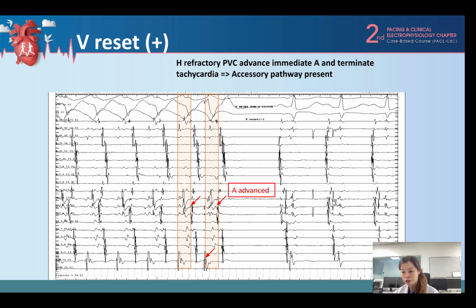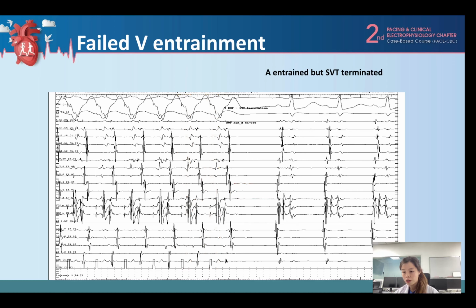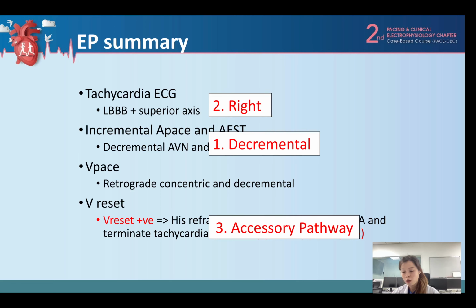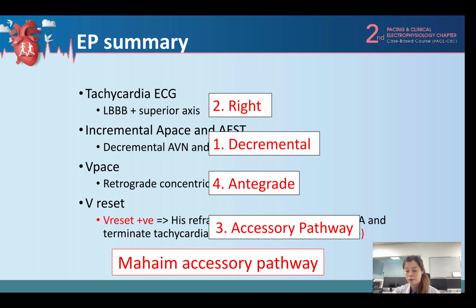SVT could be readily induced by ventricular extrastimulus. His-refractory PVC during the tachycardia could advance the A and terminate the tachycardia. This also confirmed accessory pathway. However, we failed ventricular entrainment as the tachycardia always terminates during the entrainment maneuver. So this is a decremental right accessory pathway with antegrade conduction property. This is the Mahaim pathway.